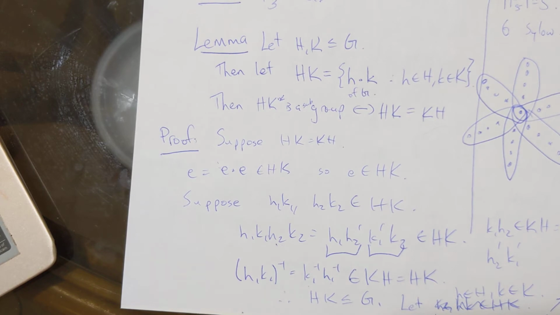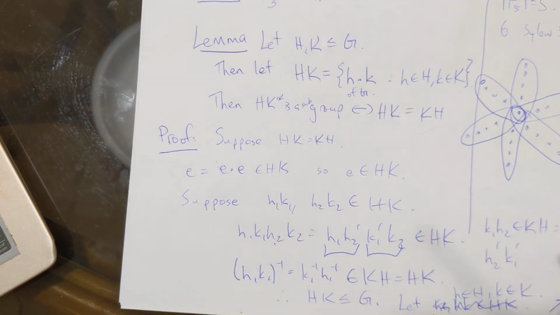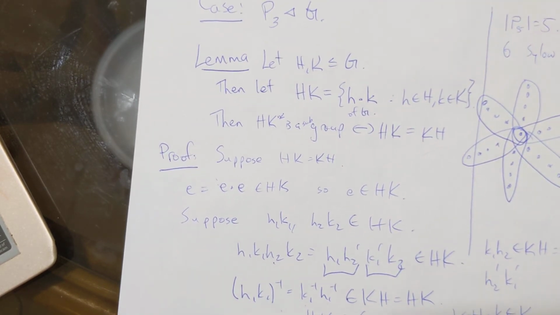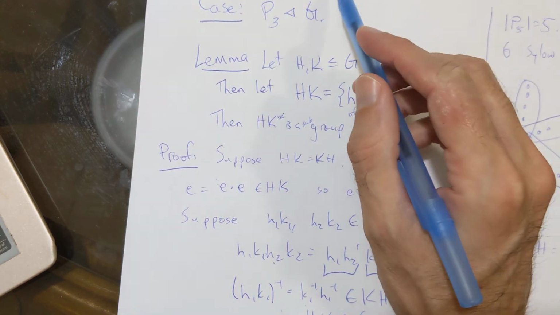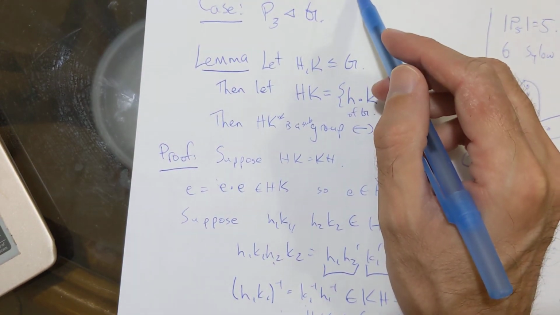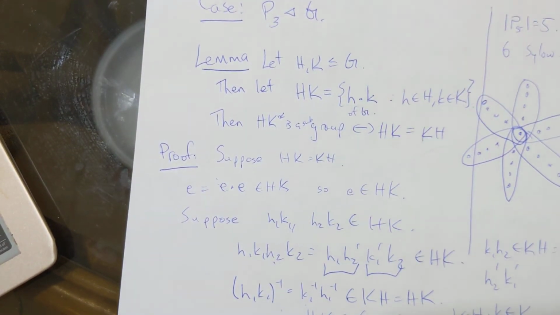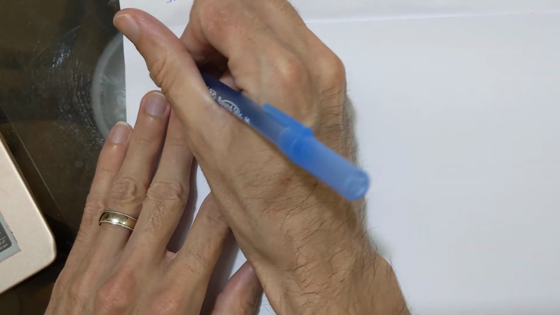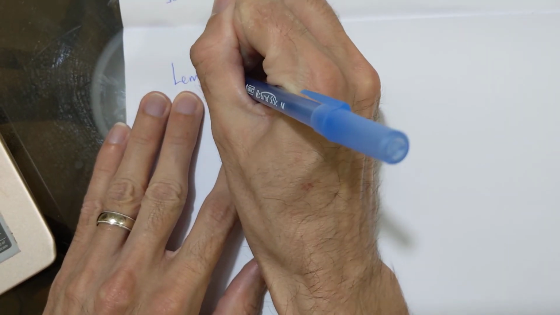And then there is one piece left, and that's to prove that HK isn't contained in KH. I guess that would be an exercise. Okay, so that's the first lemma. So now if we can only prove that P3, P5 equals P5, P3, well, that is easy to do if one of the subgroups is normal. So this is another lemma, I guess.